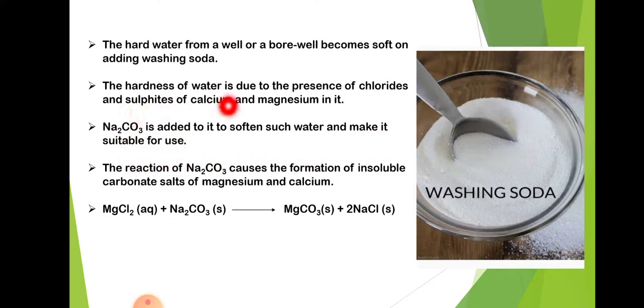Okay, तो जब हम पानी में Na2CO3 दैट इज़ वॉशिंग सोडा हम ऐड करते हैं तब वाटर जो है वो सॉफ्ट हो जाता है, और अगर हम उसमें कुछ क्लोथ डालेंगे तो उसके ऊपर भी ये पानी का कुछ इफ़ेक्ट नहीं होता है. ठीक है, तो वो सॉफ्ट वाटर जो है वही यूज़ करते हैं किसके लिए? टू वॉश द क्लोथ्स. ओके, नाउ द रिएक्शन ऑफ Na2CO3 causes the formation of insoluble carbonate salt of magnesium and calcium.